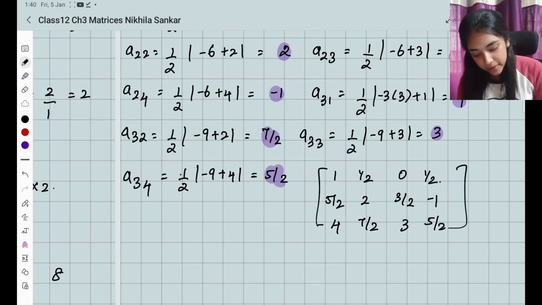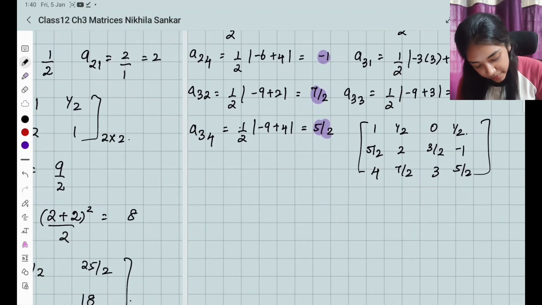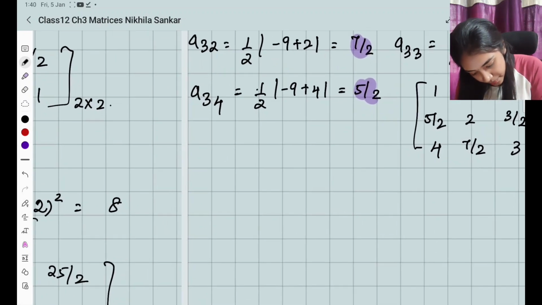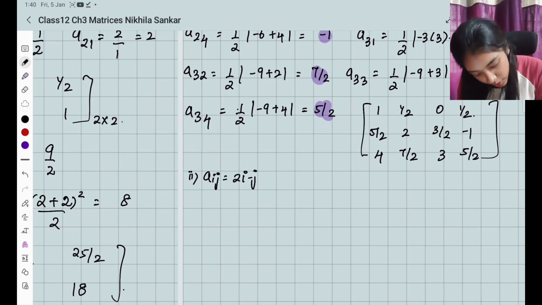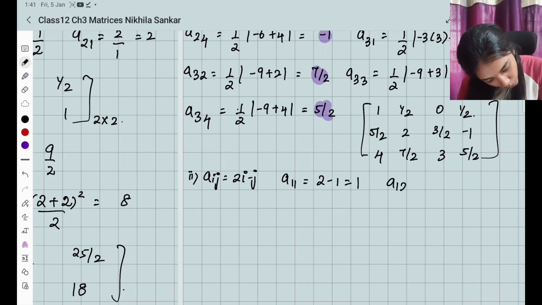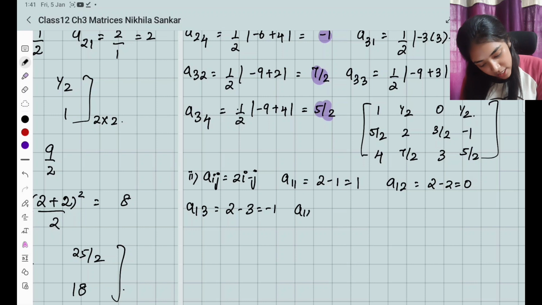Okay, please copy. Now, second subsection, very simple. Aij is 2i minus j. Now, find the values like this. Do it along with me, it is very easy. A11 is going to be 2 minus 1, which is 1. A12 is going to be 2 minus 2, which is 0. A13 is going to be 2 minus 3, which is minus 1. There is no absolute value here. Then A14 is going to be 2 minus 4, which is minus 2.